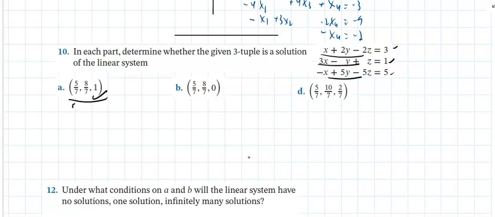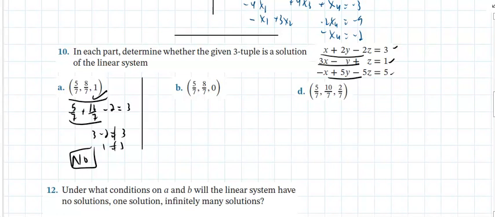If I replace x by 5/7 plus 2 times 8/7, that's 15/7, minus 2, we want to see if that equals a 3. Now, isn't this 21 over 7, which is 3? 3 minus 2 does not equal 3. So this one is not a solution.